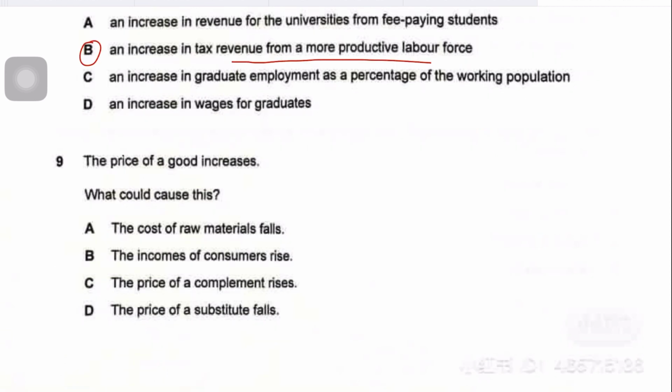Question number 9 says, the price of a good increases, what would cause this? The correct answer should be B. The incomes of consumers rise. Definitely that would cause an increase in demand. When the demand goes up, ultimately price goes up.